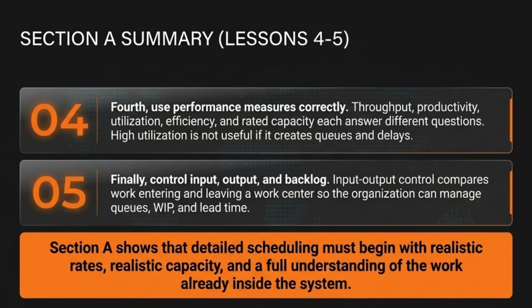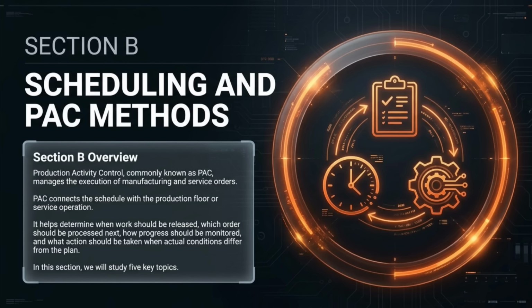Finally, control input, output, and backlog. Input-output control compares work entering a work center with work leaving it, so the organization can manage queues, WIP, and lead time. Section A shows that detailed scheduling must begin with realistic rates, realistic capacity, and a full understanding of the work already inside the system.